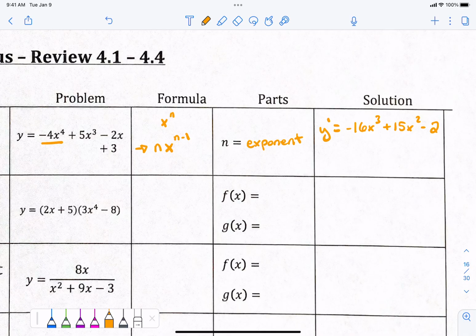Nice. Okay, I really hope I don't run out of battery, but we'll see. Okay. The chain rule's what I really need.